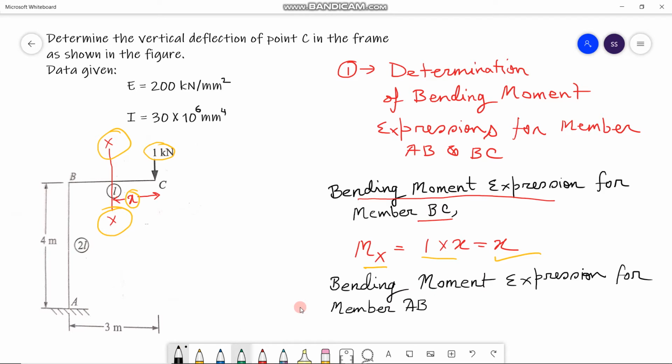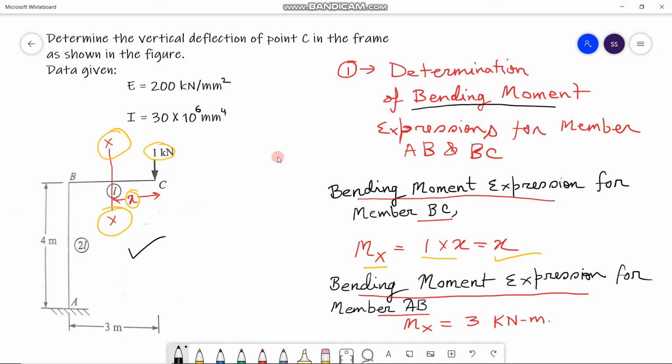Following the same procedure, for the bending moment expression for the member AB, we have Mx equals 3 kilonewton meter. Let us now have a look at the free body diagram of the given frame so that we can understand the calculation process of bending moment expressions for the members AB and BC.